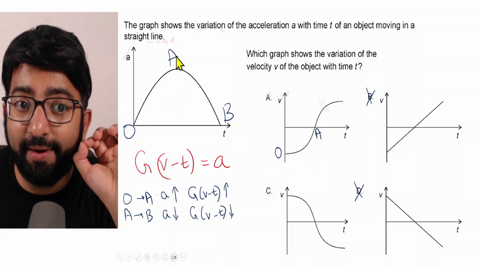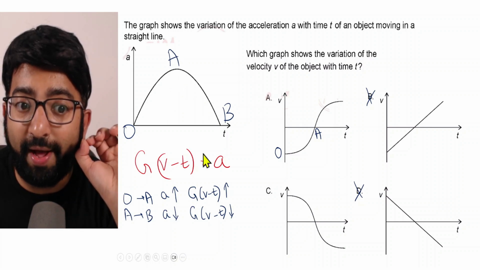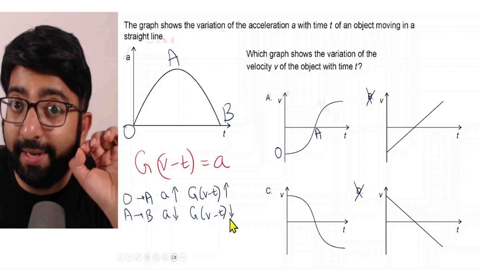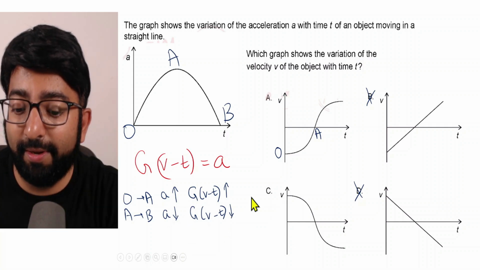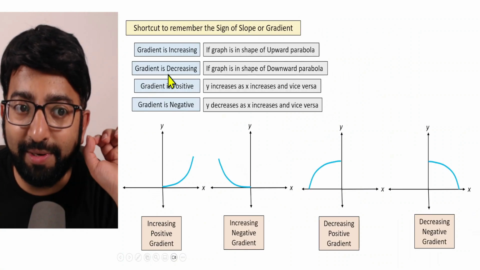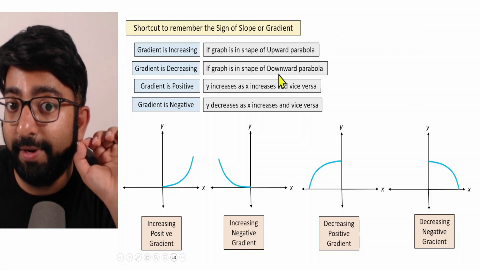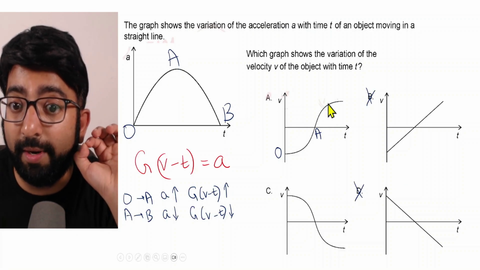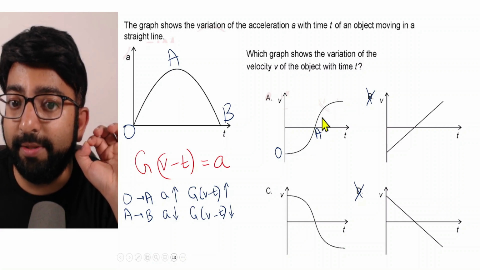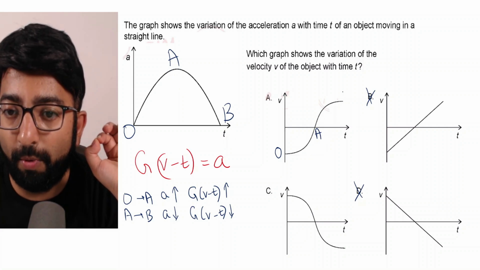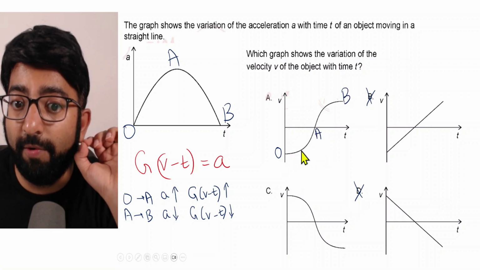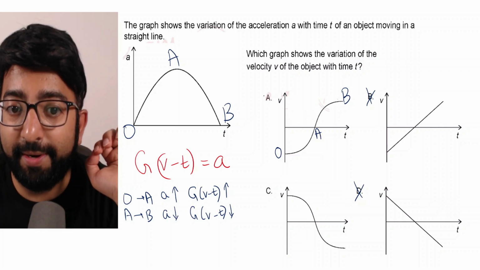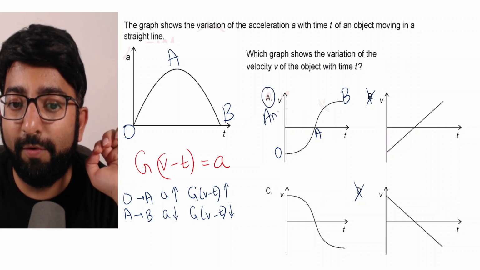Now let's analyze the second half of the graph. A to B, the value of acceleration is decreasing, which means the gradient of the velocity time graph should decrease. Now, since the gradient is decreasing, if we go back to the shortcut, the shortcut was, if the gradient is decreasing, the graph needs to be a downward facing parabola. And that is why for A to B, the shape needs to be a downward facing parabola, as you can see in the option A. So also let me label the point B over here. O to A is the upward facing parabola, A to B is the downward facing parabola. And that is why we can finally deduce option A is the right answer for this question.